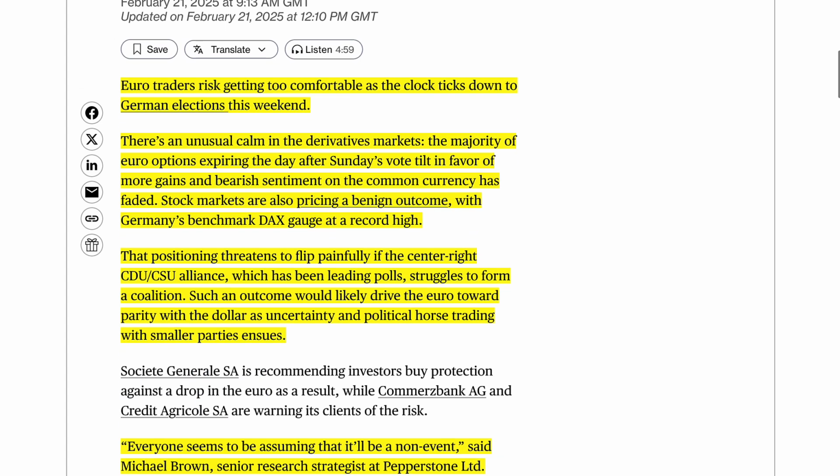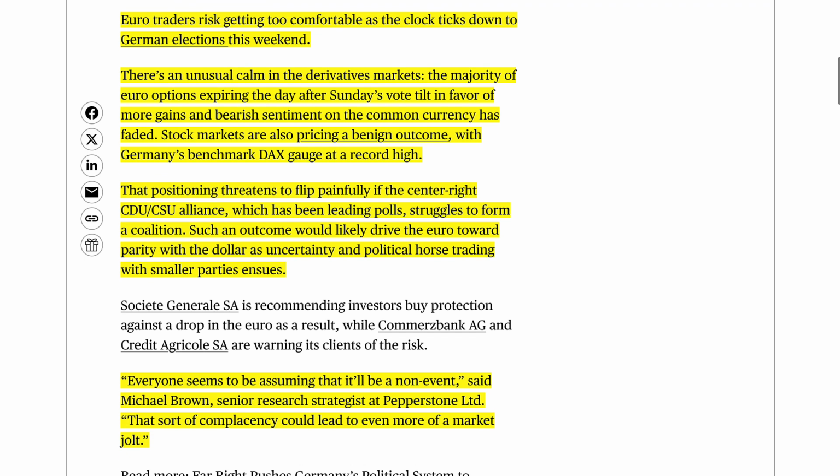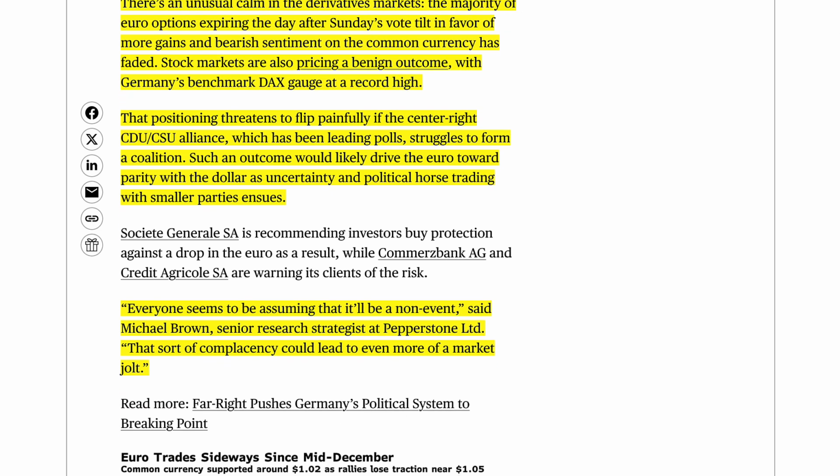It says here, euro traders risk getting too comfortable as the clock ticks down to German elections this weekend. There's an unusual calm in the derivatives market. The majority of euro options expiring the day after Sunday's vote tilt in favor of more gains, and bearish sentiment on the common currency has faded. Stock markets are also pricing a benign outcome, with Germany's benchmark DAX gauge at a record high.